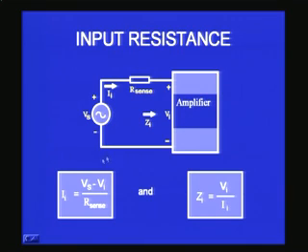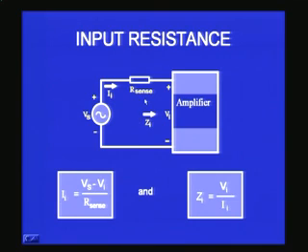Now what is the input current? The input current is the voltage Vs, which is the applied signal voltage, minus Vi, which is the actual voltage appearing across the amplifier. The difference in the two will be responsible for the current through the resistance. So Vs minus Vi divided by R sense will give me the current by simple Ohm's law. The potential difference divided by the resistance gives me the current according to Ohm's law. So Vs minus Vi by R sense gives me the current.